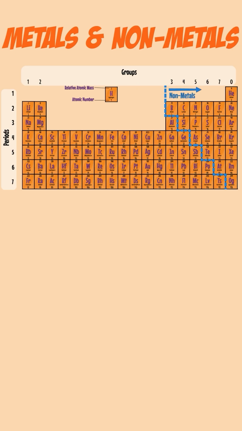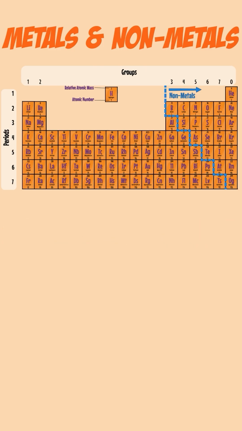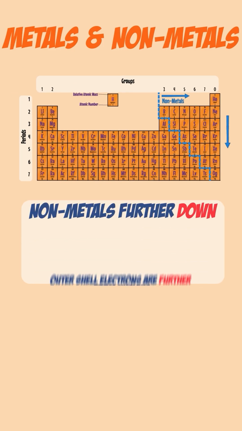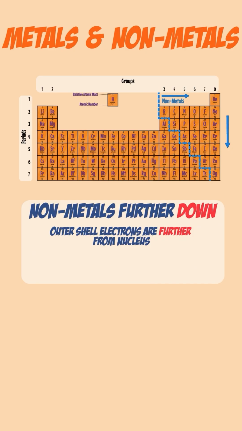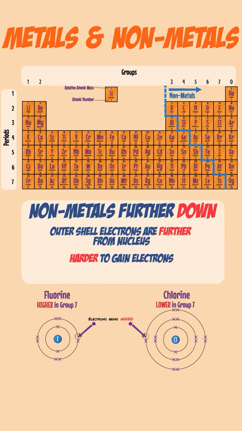When looking at non-metals, on the other hand, the ones found further to the right have more outer electrons. And as you go down a group in non-metals, such as group 7, the outer shell electrons are further away from the nucleus, just like in metals, meaning they still have less attraction. But in metals, electrons are being gained and not lost. So less attraction means it's more difficult to gain the electrons, which makes them less reactive.